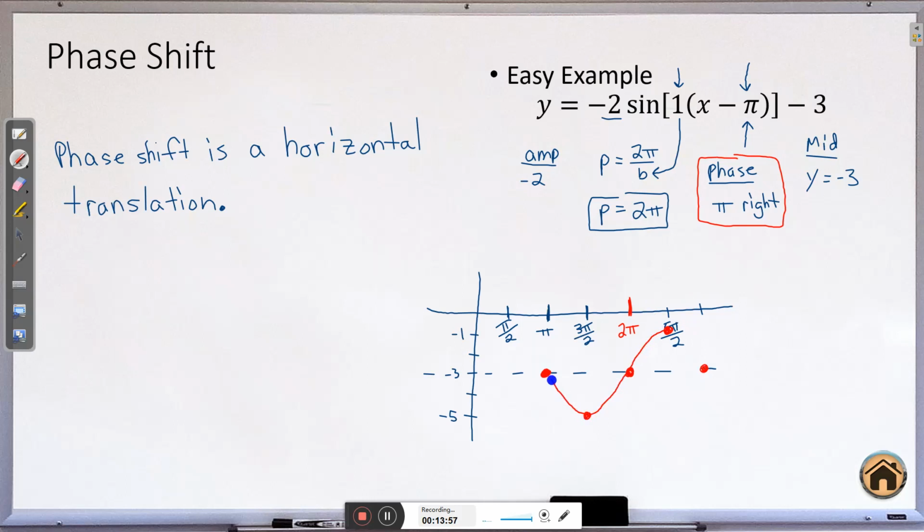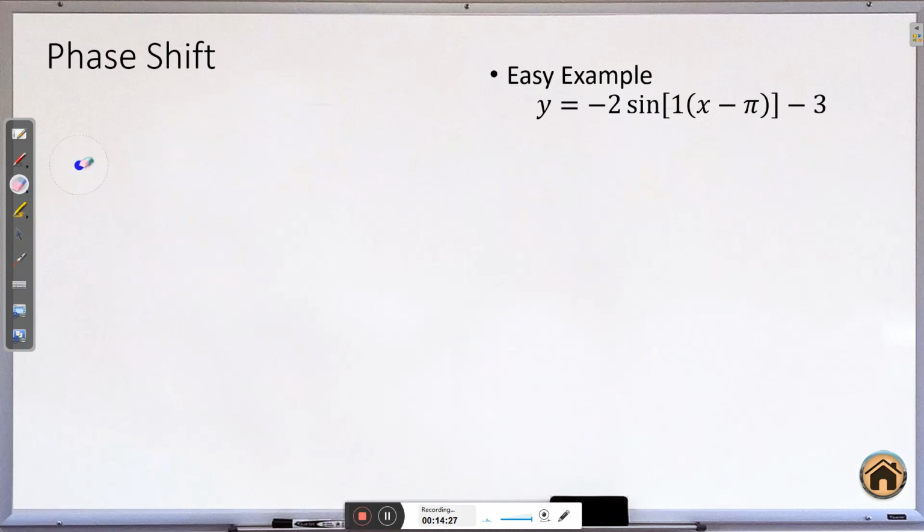But we should continue going backwards now as well. So if I go back one piece here, that puts me back at the top. If I'm going to go back one more, that puts me back at the middle. And so that is what this graph would look like. So this technically right here was the starting point. It had been moved to the right pi units. All right, that was nice and long.